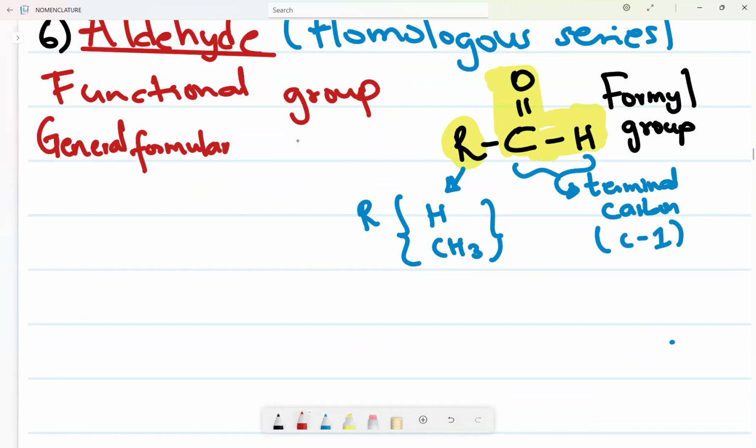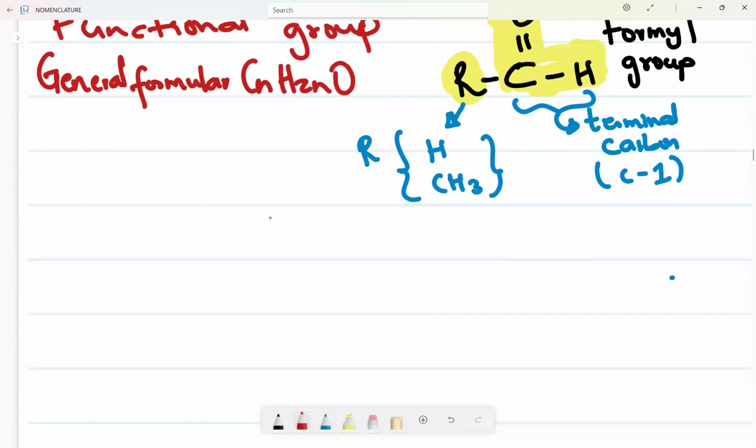The general formula for this one will be C n, then double the number of hydrogens, and just one oxygen. We need carbon, one oxygen, as well as whatever number of hydrogens there are. I'll show you when we do the structure.